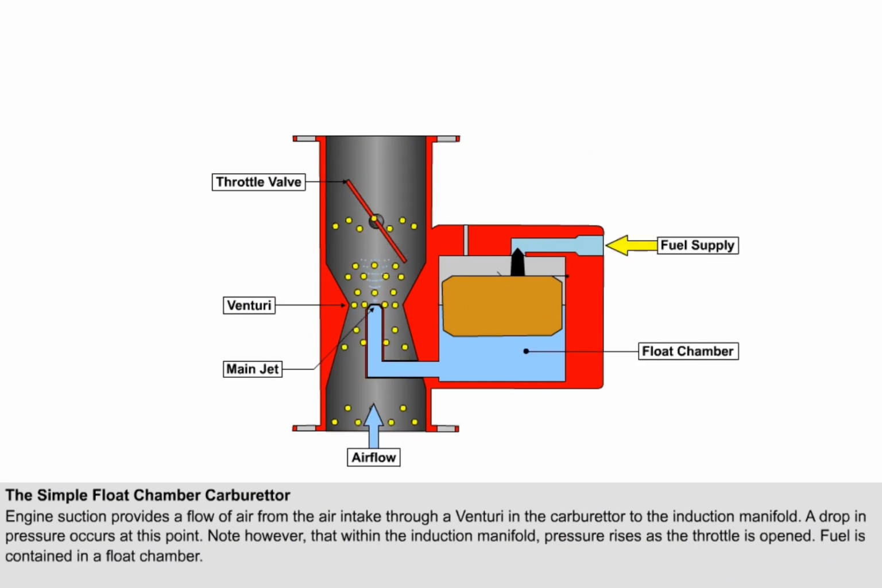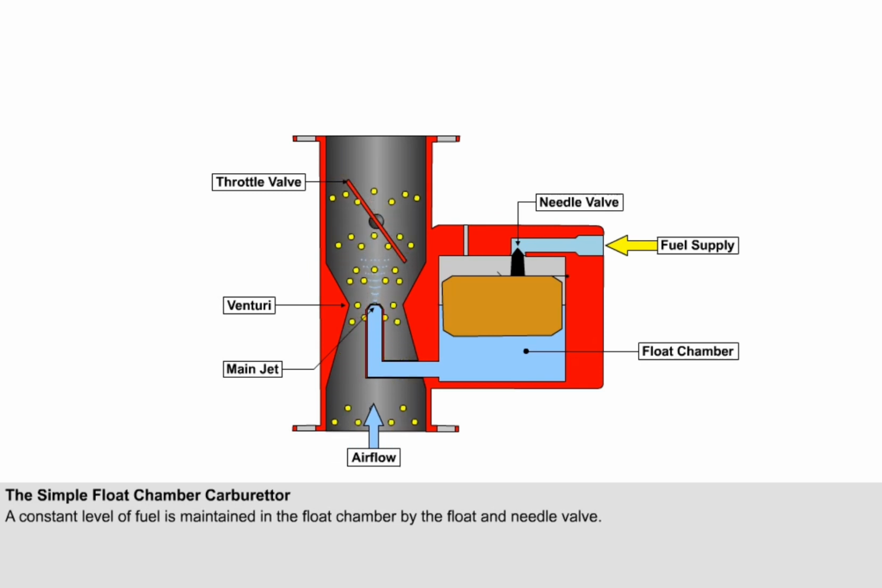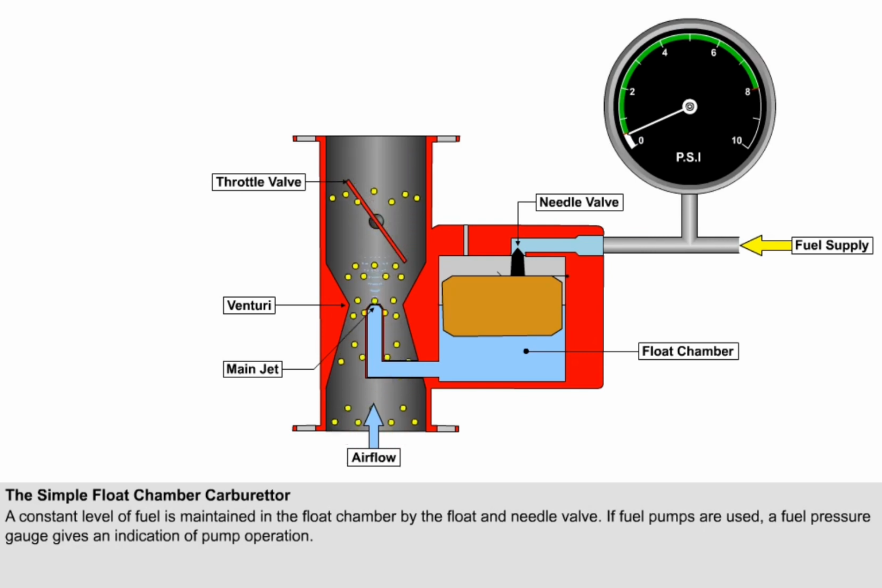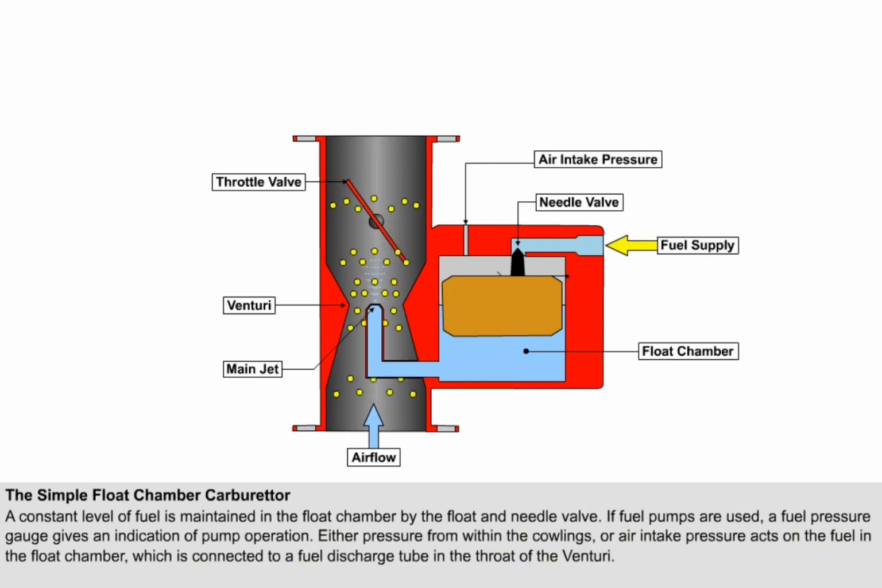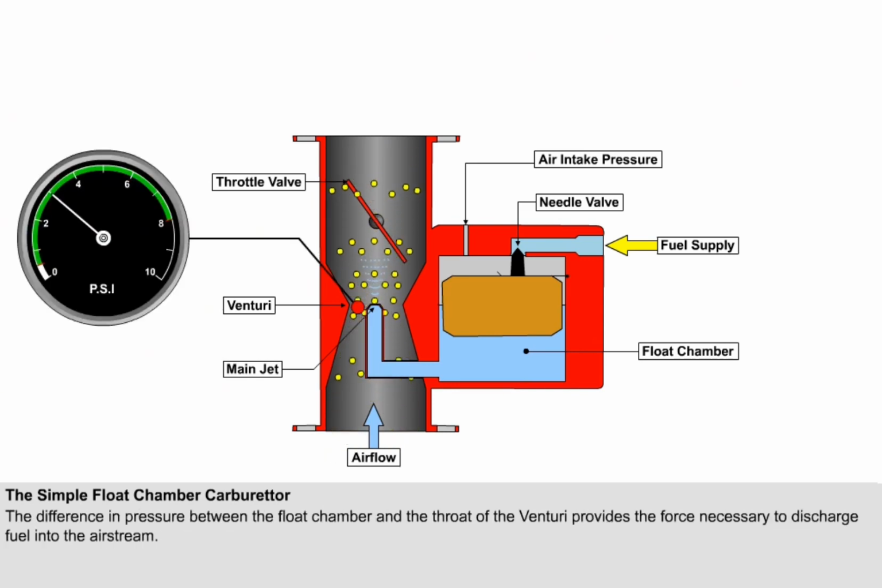Fuel is contained in a float chamber, which is supplied by gravity or an electrical booster pump, or by an engine-driven fuel pump, and a constant level is maintained in the chamber by the float and needle valve. Where fuel pumps are used, a fuel pressure gauge is included in the system to provide an indication of pump operation. Either pressure from within the cowlings or air intake pressure acts on the fuel in the float chamber, which is connected to a fuel discharge tube located in the throat of the venturi. The difference in pressure between the float chamber and the throat of the venturi provides the force necessary to discharge fuel into the airstream.